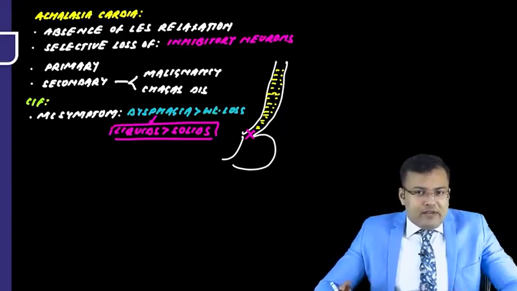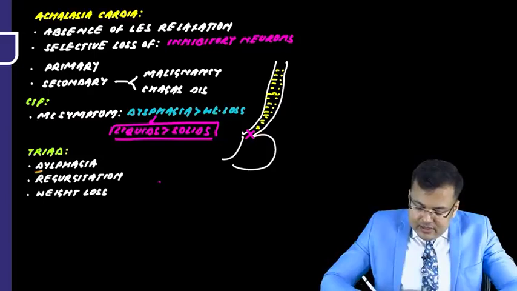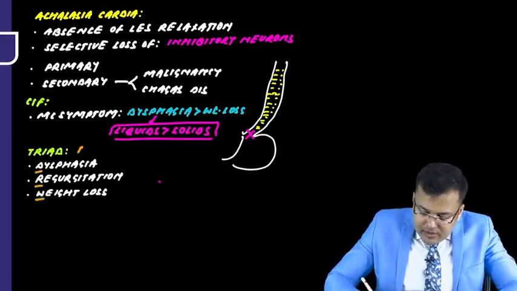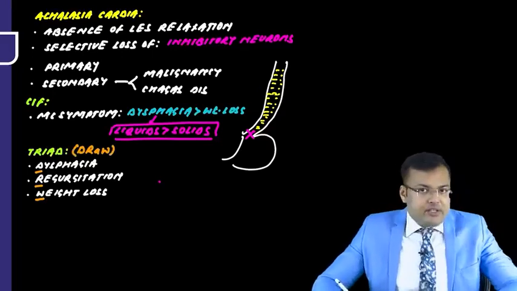So there is dysphagia, there is regurgitation, there is weight loss. This is the triad of achalasia cardia. So what's the triad? The mnemonic is DRA: dysphagia, regurgitation, and weight loss.